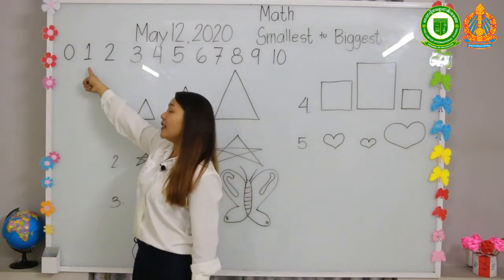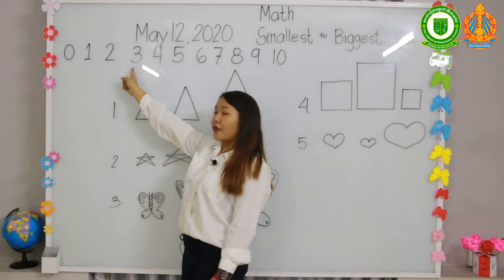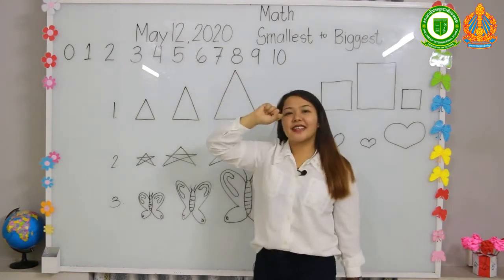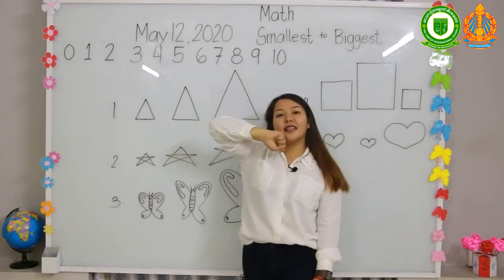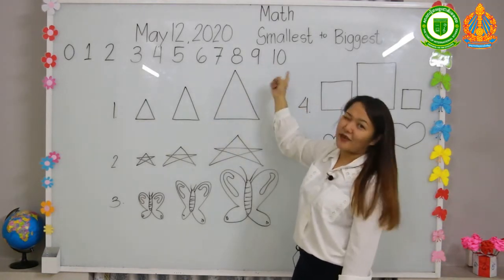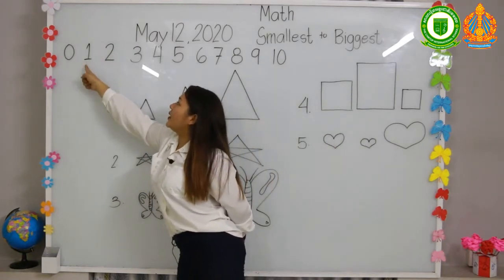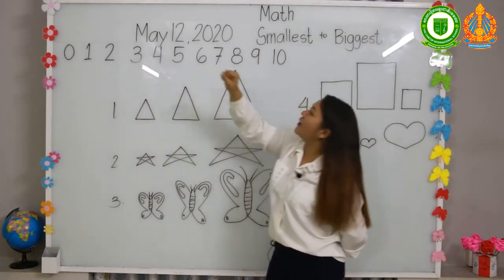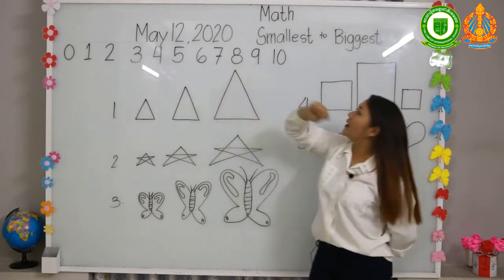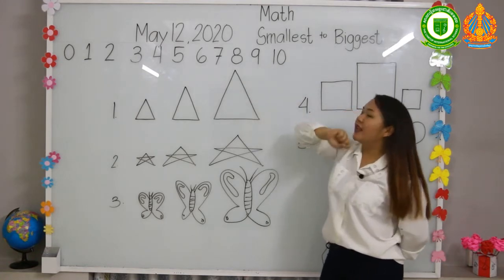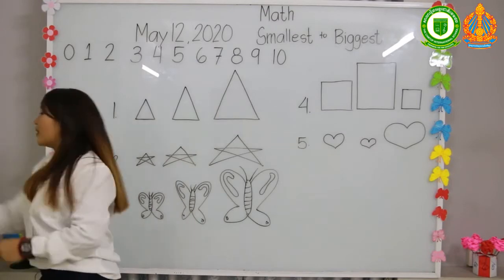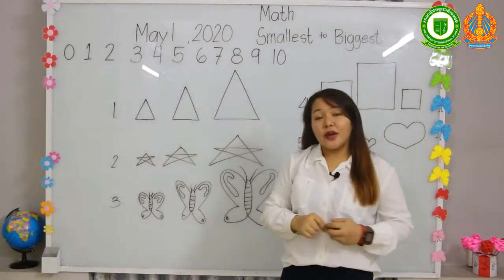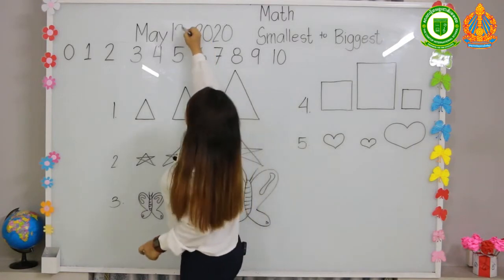0, 1, 2, 3, 4, 5, 6, 7, 8, 9, and 10. One more time. 0, 1, 2, 3, 4, 5, 6, 7, 8, 9, 10. Alright, so that's your number.